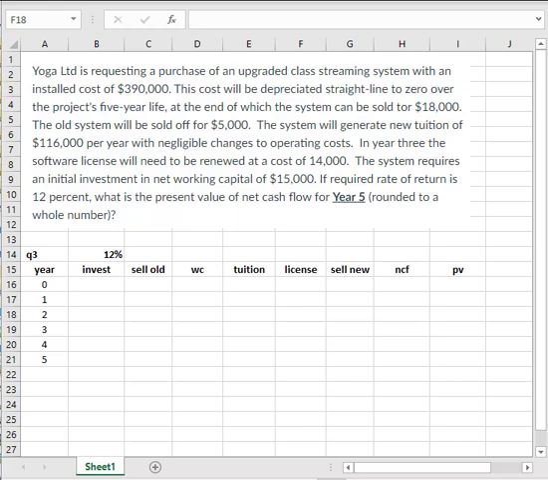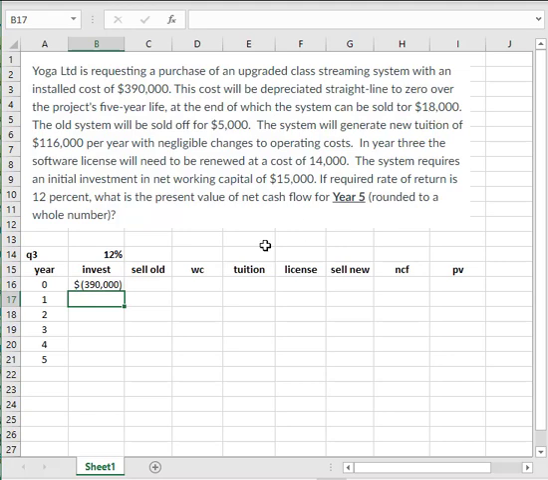So let's start. They're going to purchase an upgraded flash streaming system, installed cost of $390,000. So that's an outflow of $390,000 in year 0 for the investment. Cost will be depreciated. So that's not a cash flow. When you buy it, cash goes out. When you spread the cost of that thing you bought as an expense in the income statement, it's not an additional payment. So depreciation is not a cash flow.